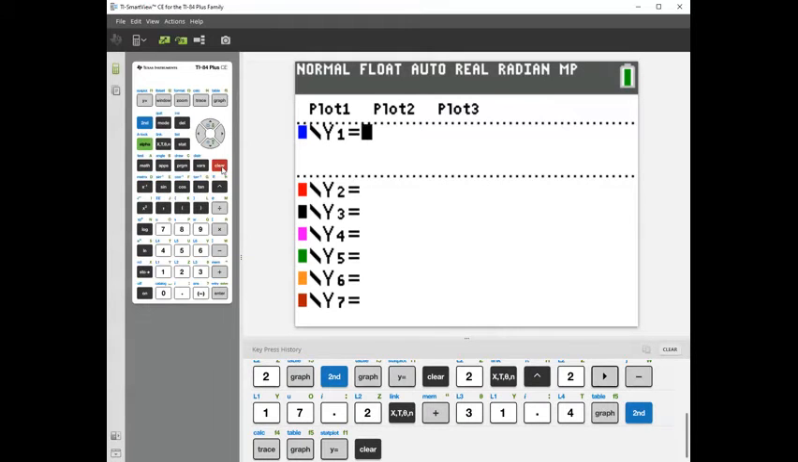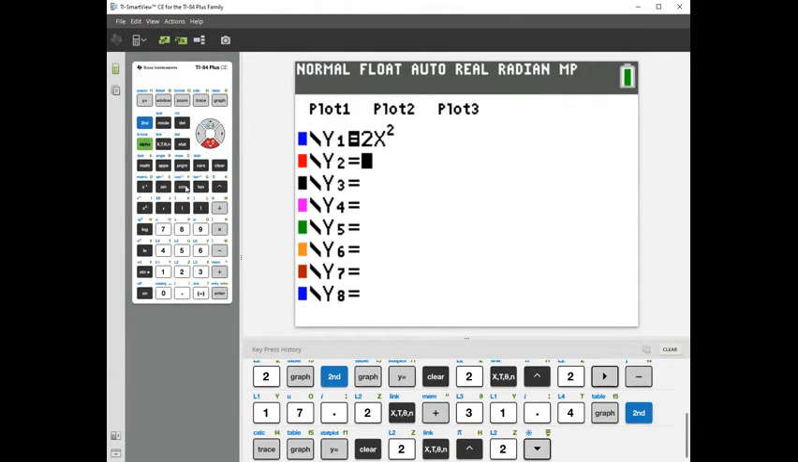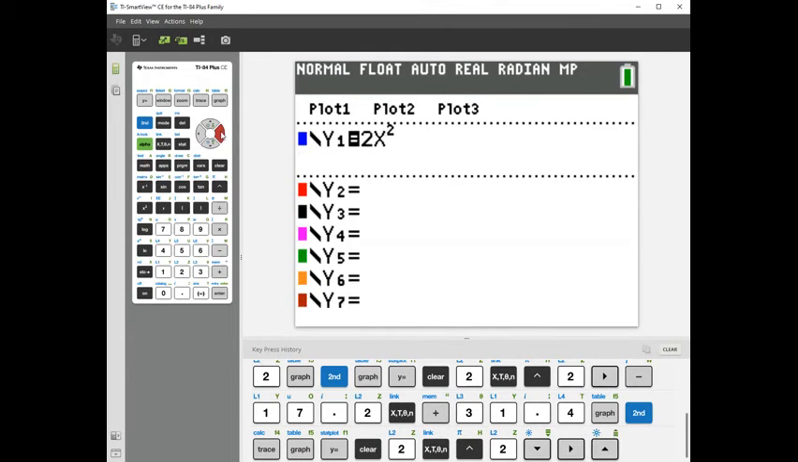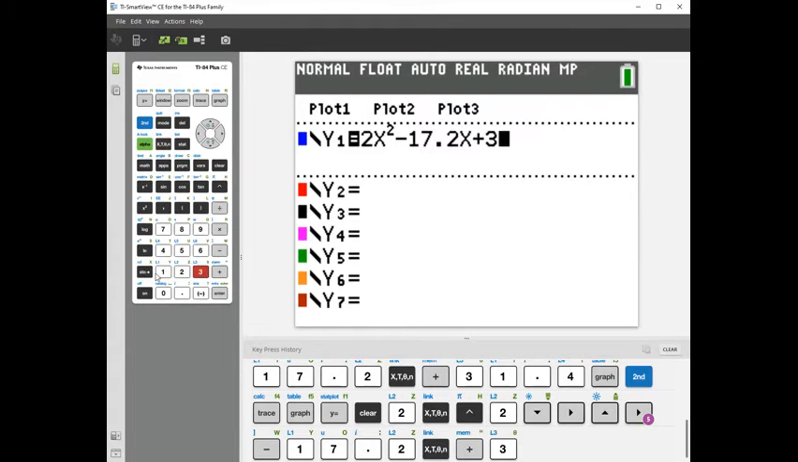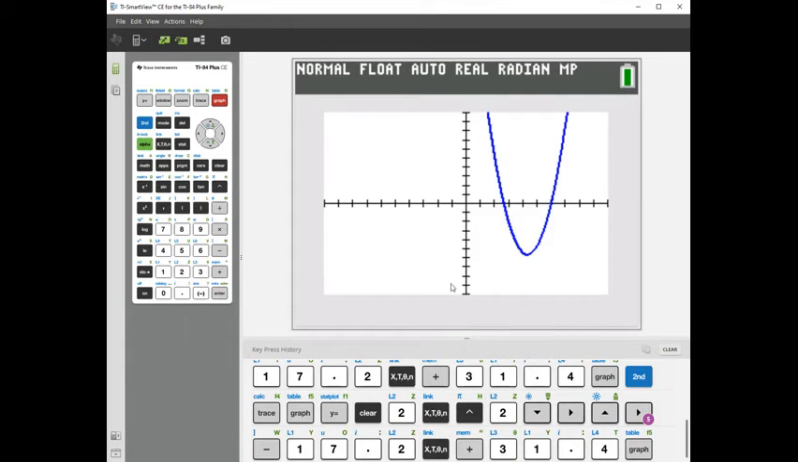So first thing you're going to do is clear out the function that was in there to begin with. Now we're going to go ahead and graph the new one. So 2x raised to the second power minus 17.2x plus 31.4. And then we're going to graph it. You can see there's our graph. Since we don't have to sketch it, I'm not going to worry about the table of points and things.